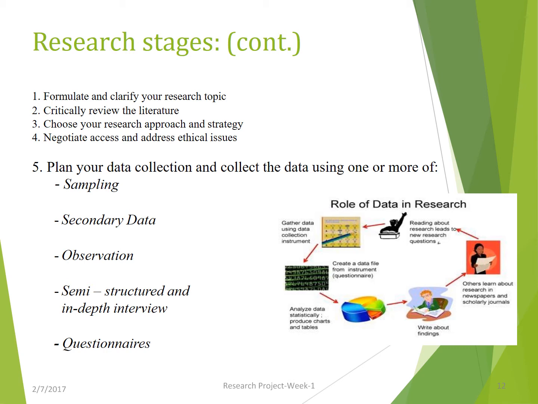So research stages: formulate and clarify your research topic, critically review the literature, choose your research approach and strategy, and negotiate access and address ethical issues. And number 5, plan your data collection. And data collection and data, one or more sampling techniques. Secondary data, observation data, semi-structured or in-depth interviews, questionnaires. Which route are you going to take?